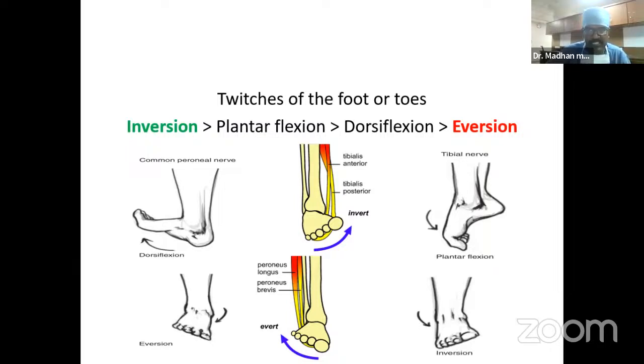Similarly, why is eversion the least favored response? Eversion is caused by the muscles peroneus longus and peroneus brevis. These 2 muscles are supplied by the superficial peroneal nerve, which is one of the branches of the common peroneal nerve. So only peroneal nerve stimulation is not acceptable. It is the least favored response. You should get the response of both the tibial nerve and the common peroneal nerve. That is, inversion is the best response. Next is plantar flexion, next is dorsiflexion, and then eversion.